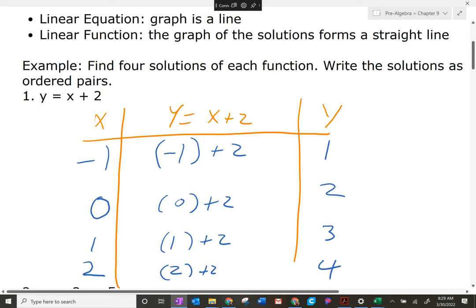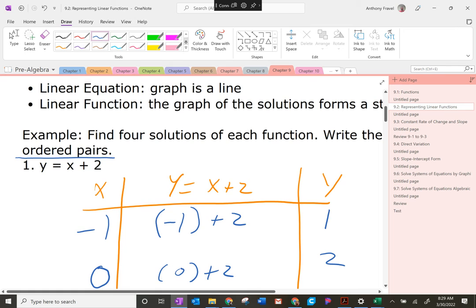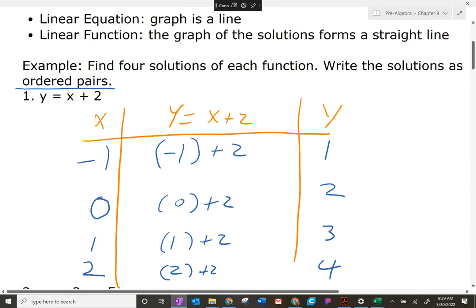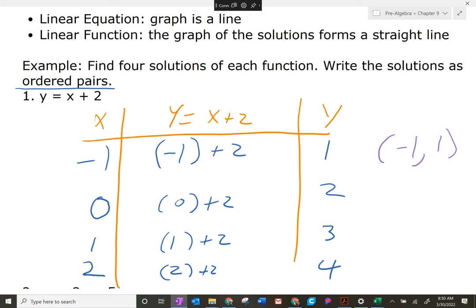The very last step that it was asking is to write the solutions as ordered pairs. Let me show you just how easy that one can be. So for this very first one, my value for x is -1. So when I do my ordered pairs, my value for x is going to be -1. My value for y is going to be a regular 1. So I separate them. I put the parentheses, -1, comma 1. My first ordered pair is at -1, comma 1.